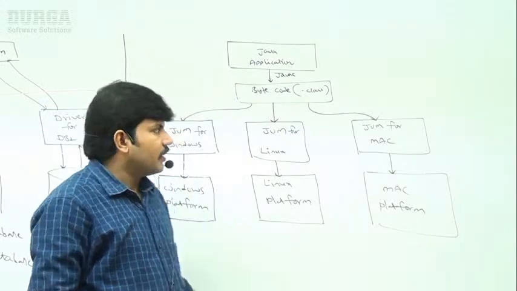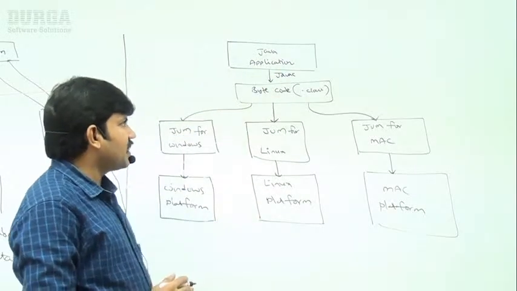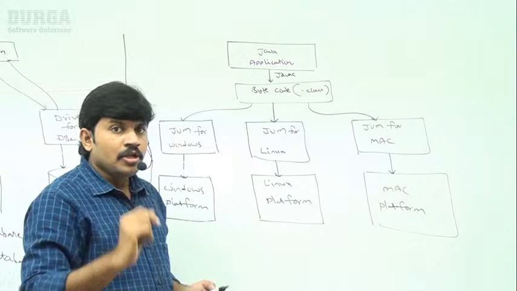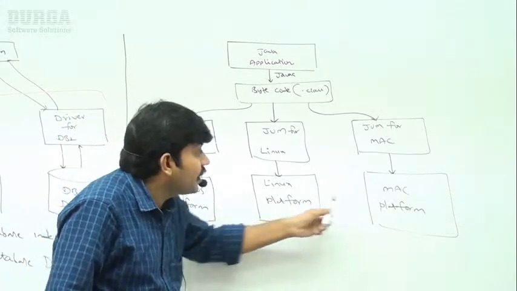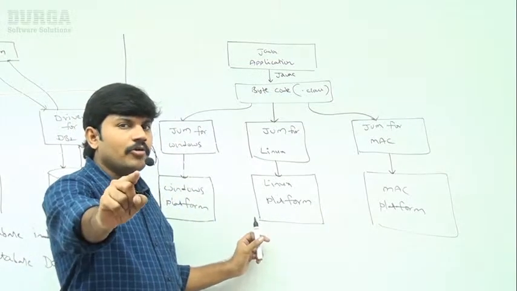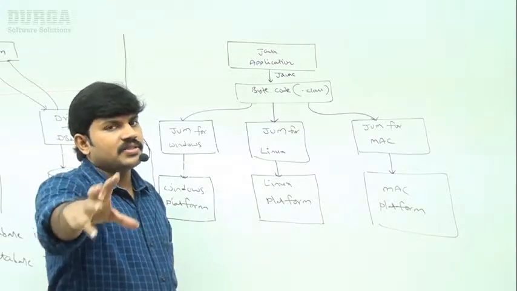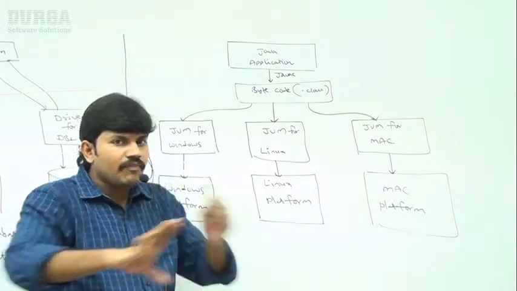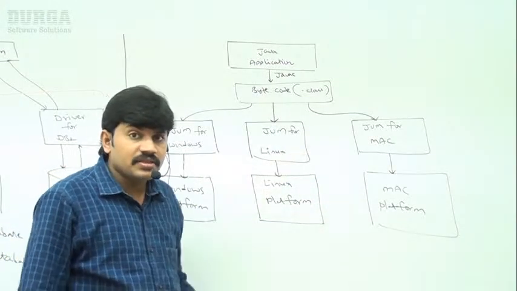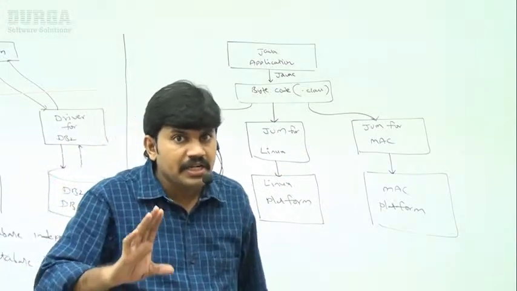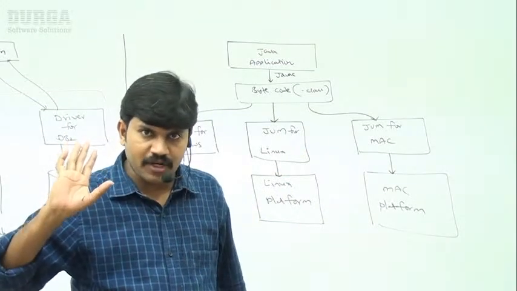Now observe this one. Here, how many applications are available? Only one application. But how many platforms are available? 3 platforms are available. Now, my Java application, once I write it, can run on any platform. This nature is nothing but platform independent nature. Clear for all, okay?